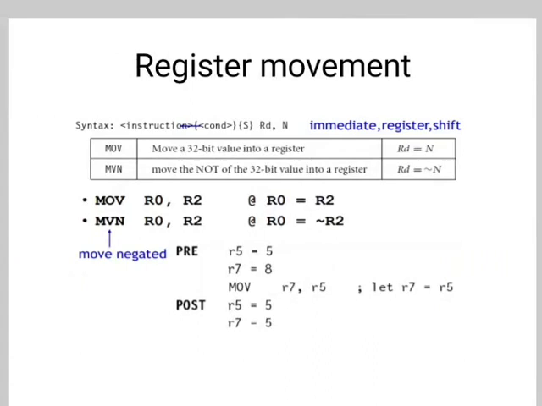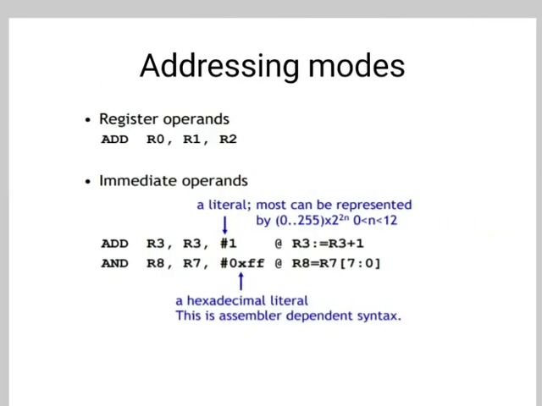There are some arithmetic instructions also. These instructions perform binary arithmetic on 32-bit operands. The operands may be unsigned or 2's complement signed integers. The instructions are add r0, r1, r2. So here r0 is equal to r1 plus r2.